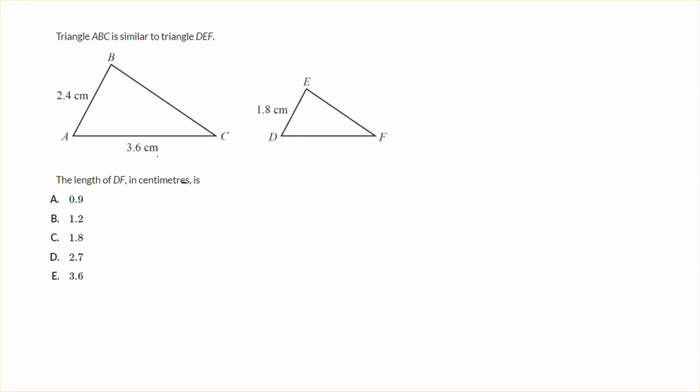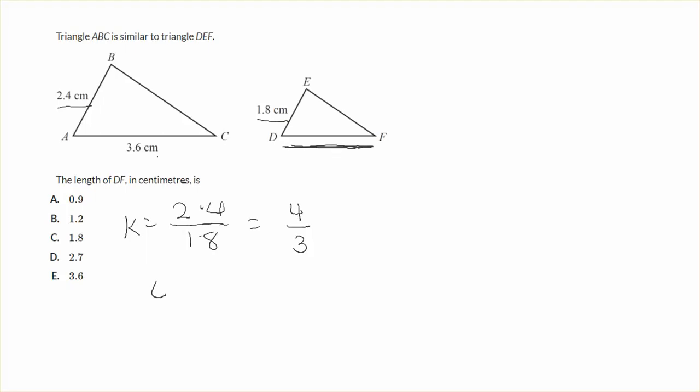In this one, it's a little bit harder to see, so I'm going to set up my K scale factor. So 2.4 corresponds to 1.8. So I'm going to write K equals 2.4 over 1.8. Now I can work with that fraction if I want to, or I can simplify it. So I'm going to simplify that to 4 over 3. So now that I have K, I need to find this length here.